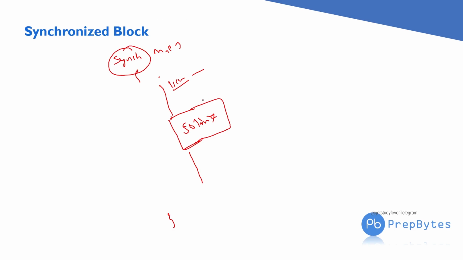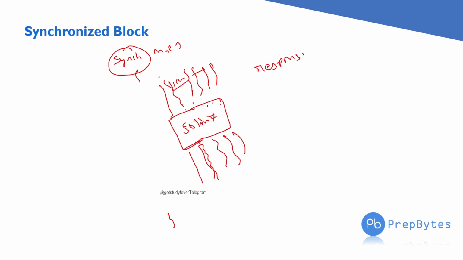Now what is the importance of the synchronized block? The threads will be able to access m1 simultaneously, but only for these 50 lines these threads will execute one by one. Only for these 50 lines these threads will execute one by one. After these 50 lines again they will be able to execute simultaneously. So only for these 50 lines they will be executing one by one. So the response time will improve. So this is the importance of the synchronized block compared to normal synchronization.